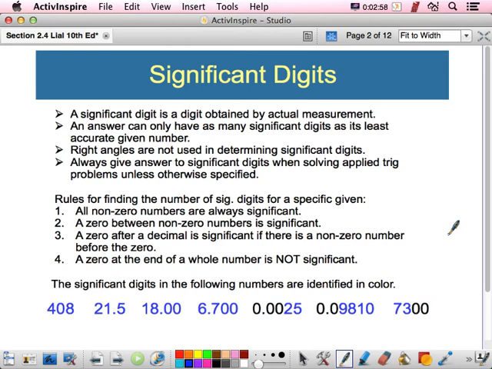Any number that is not 0 is considered significant. So that means it counts as 1, right? If it's not 0. So the ambiguity comes from 0, which zeros get counted as a significant digit and which get ignored. So any non-zero gets counted. A 0 between 2 non-zeros counts automatically. Doesn't matter if there's a decimal place or not. If the 0 is in between 2 non-zeros, it counts. Got it? A 0 after a decimal is significant only if there is a non-zero number before the 0.